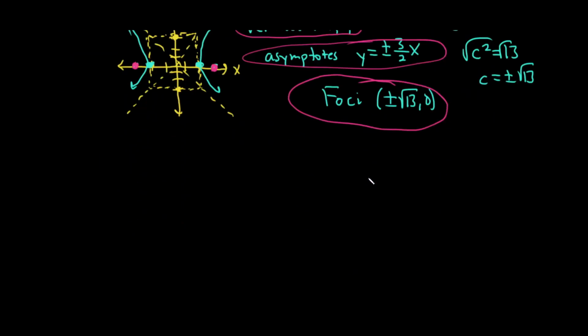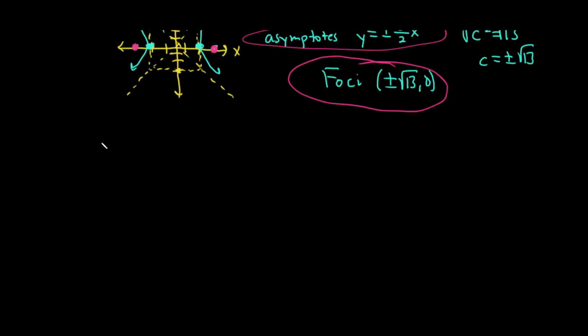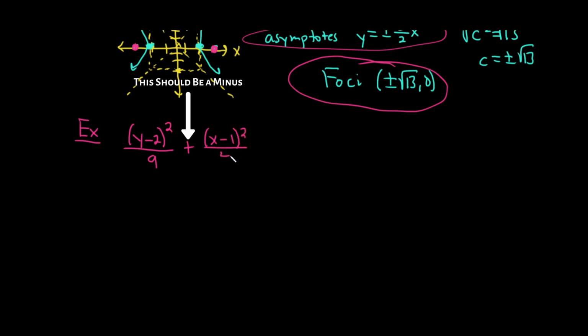Let's go ahead and do one. And let's do one that's a little bit harder. So let's do y minus 2 squared over 9 plus x minus 1 squared over 4. Now let's do plus 1 squared over 4 equals 1, just to try to make it different. So you see all the possibilities, in one problem, in one video.